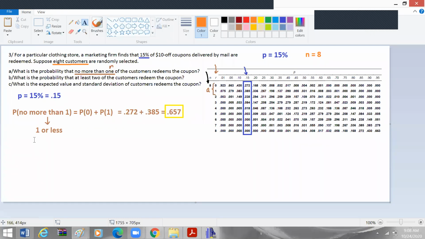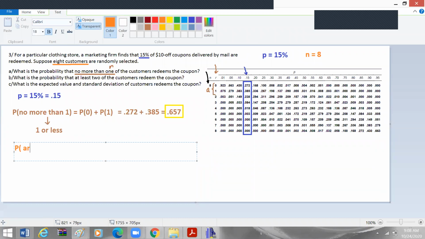For part B, we want to figure out the probability of at least 2. So what does it mean by at least 2? Anyone? At least 2. 0, 1, and 2? More than 2? No, at least 2. More than 1?